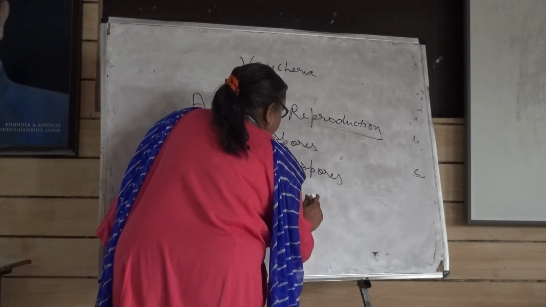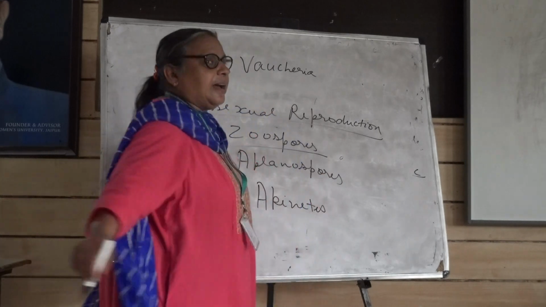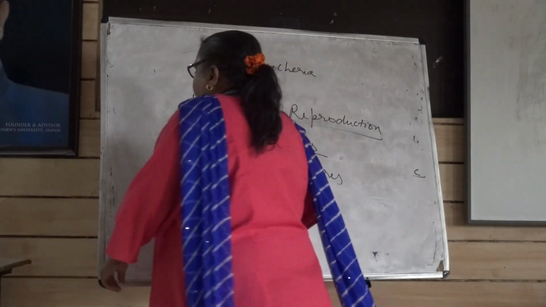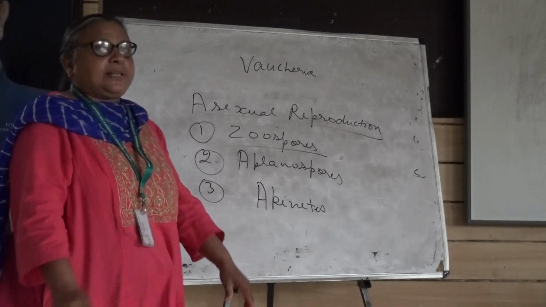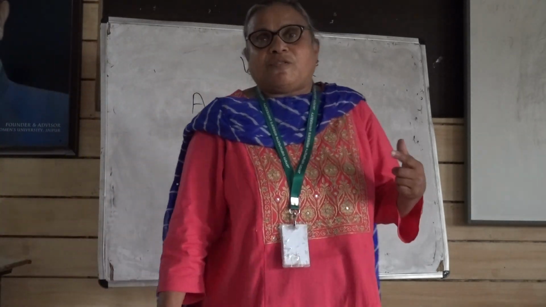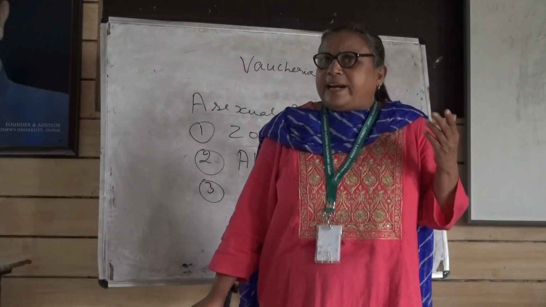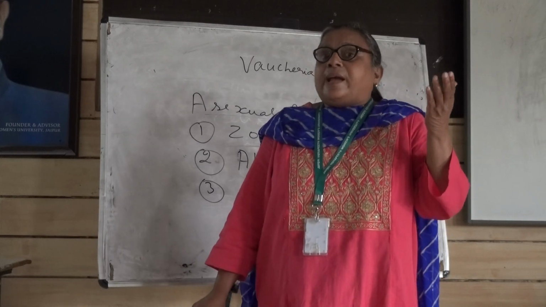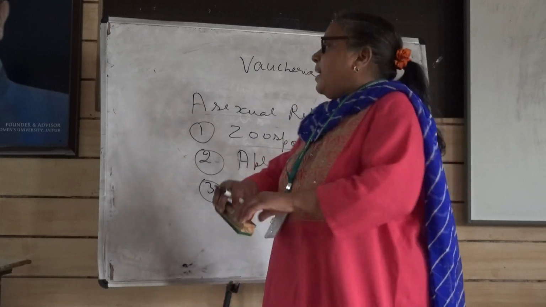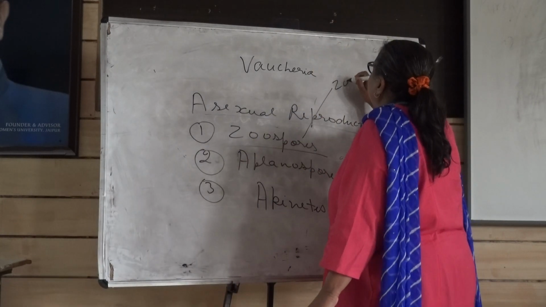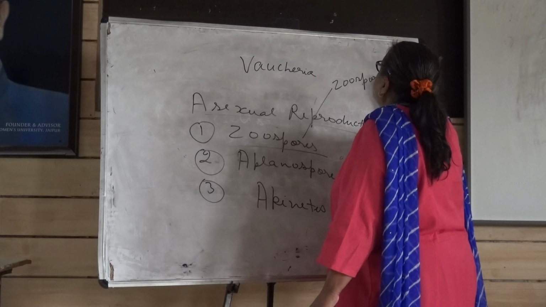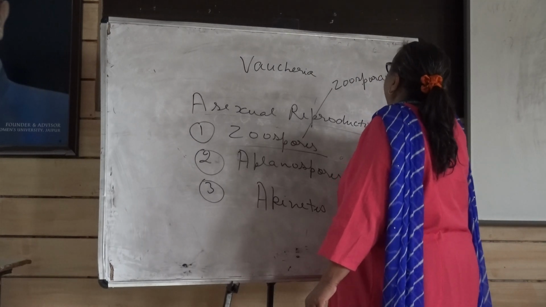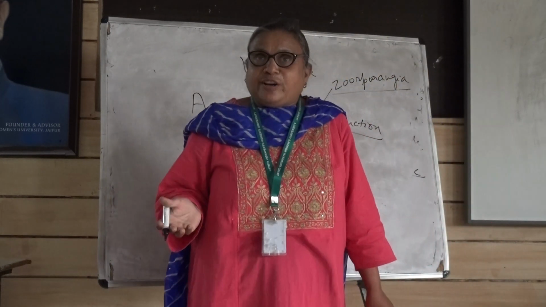First of all, let me explain what zoospores are. The zoospores in Vaucharia are formed during favorable conditions. The formation of zoospores in the Vaucharia thallus occurs inside the zoosporangium, and these zoospores are formed during favorable conditions.